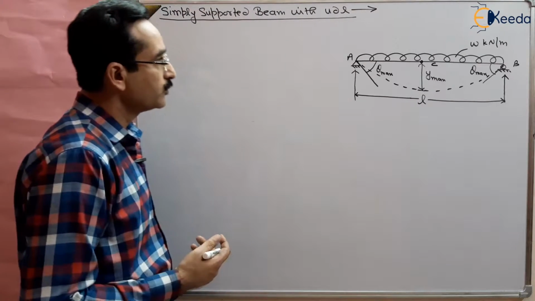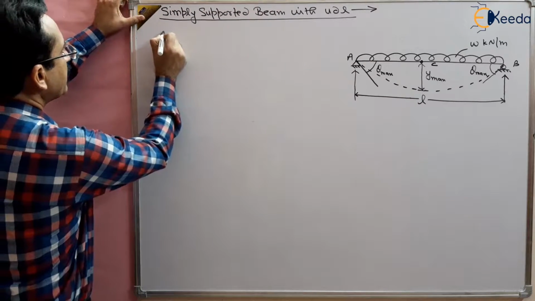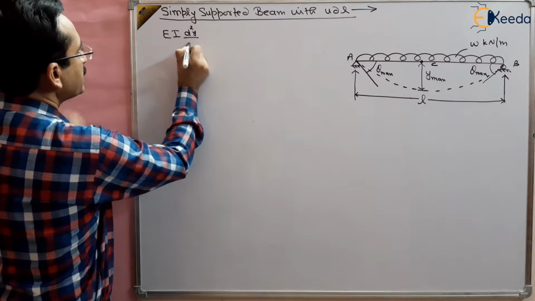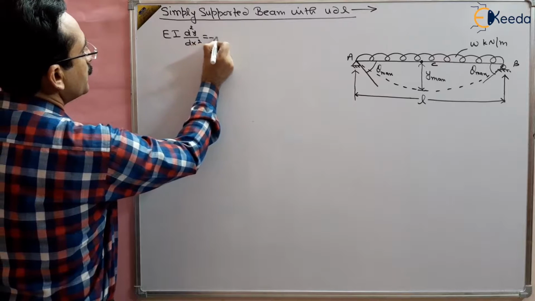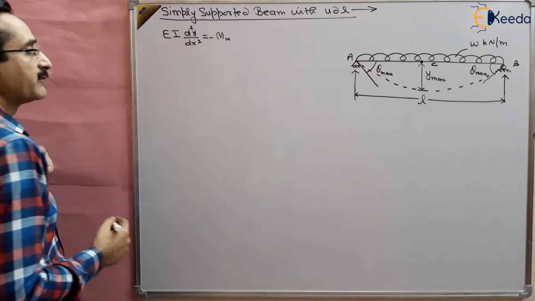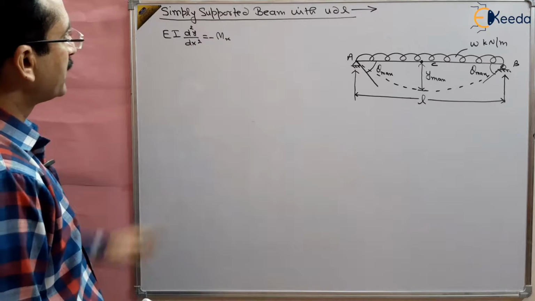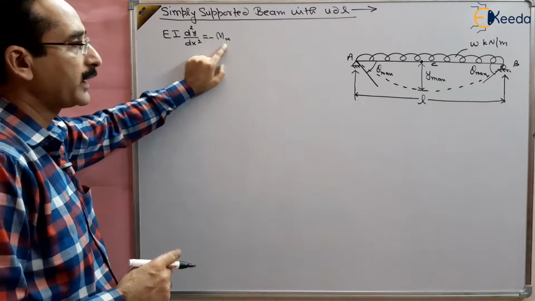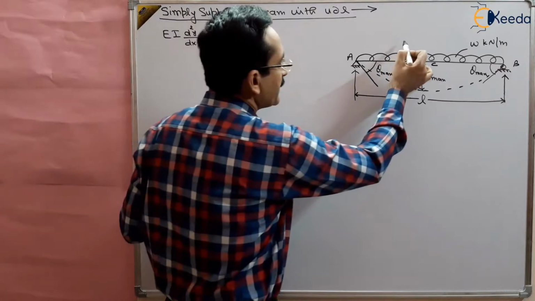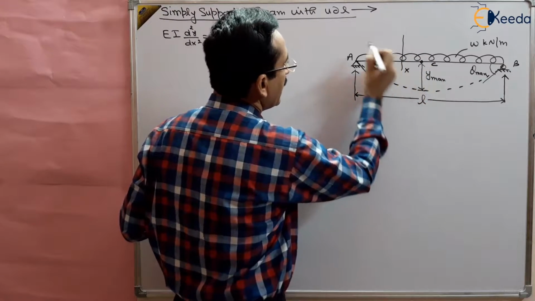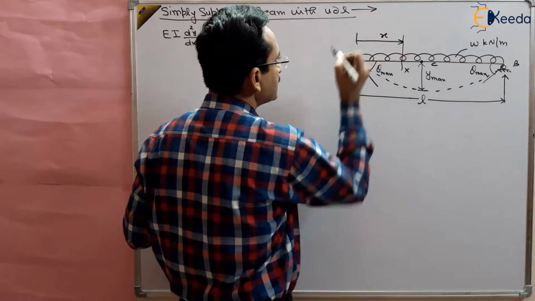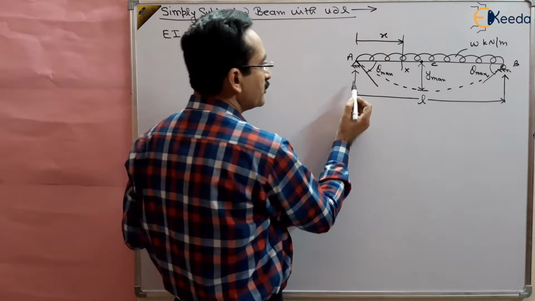So what we are going to do, we are going to use this equation: EI d2y by dx square will be equal to minus Mx. This is the deflection equation. For this deflection equation we have to use the bending moment at a distance x. So let us take any section at a distance small x from one of the ends like this. But for that you need the reactions.